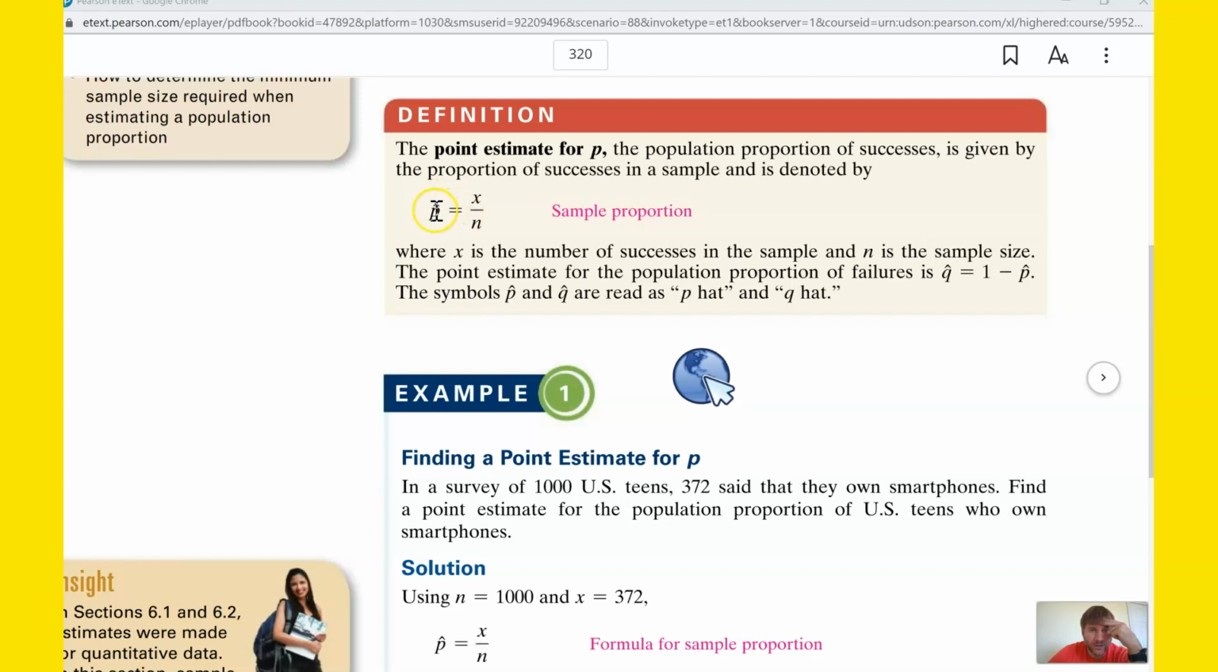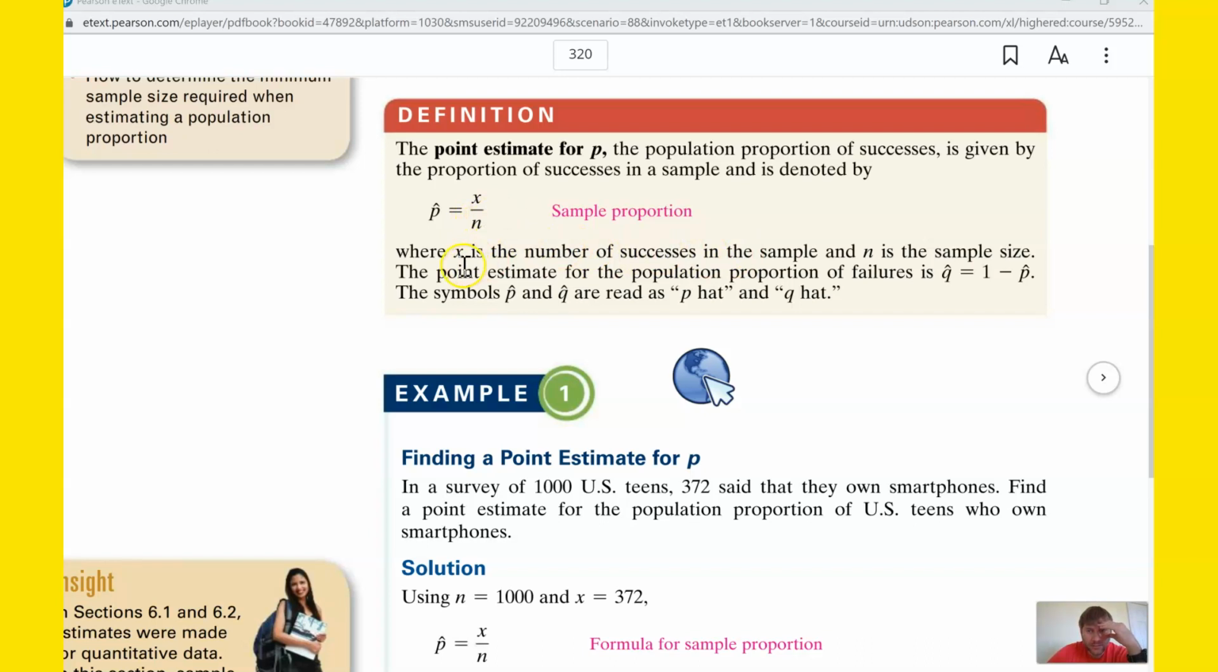p hat equals x over n, where x is the number of successes in the sample and n is the sample size. So if I interview 100 people and 85 of those people like bacon, then x would be 85, n would be 100, and p hat would be 85 over 100, or 0.85, or 85%. Another example might be if I take 50 shots at a free throw, and I make 27 of those shots, then x is 27, and n is 50.